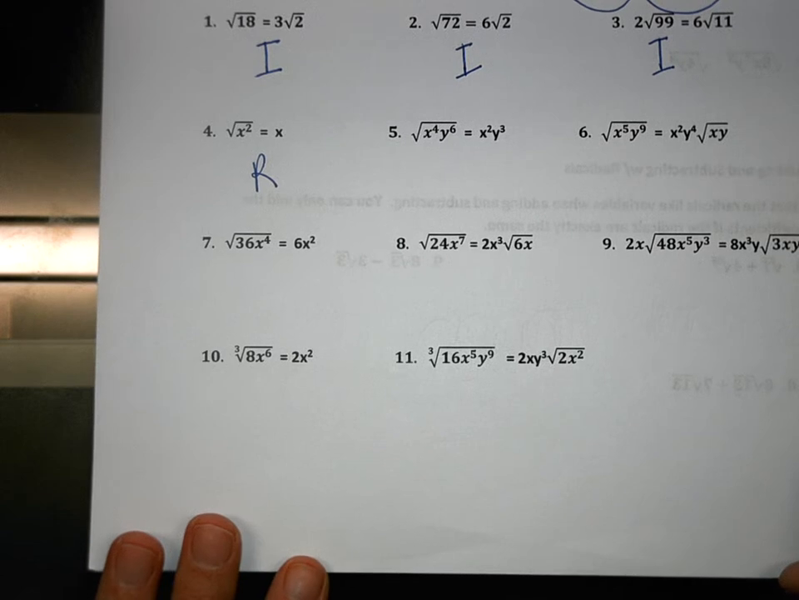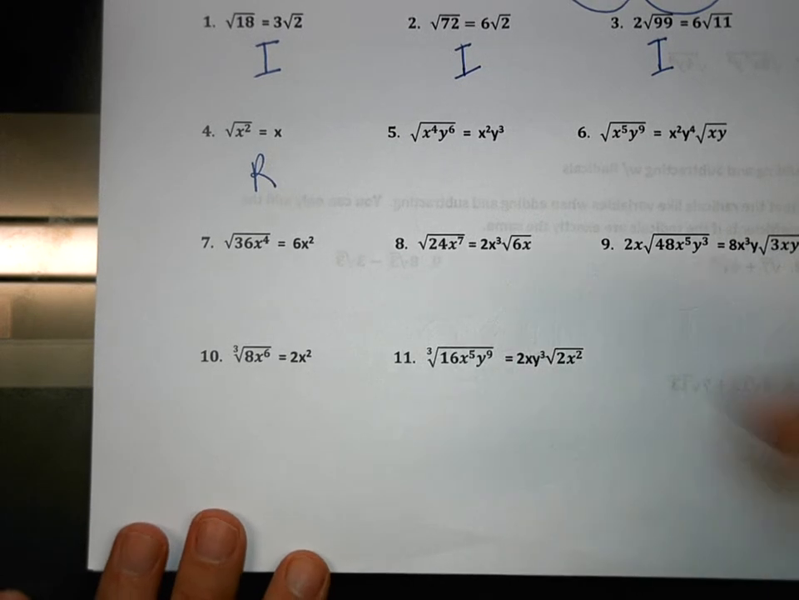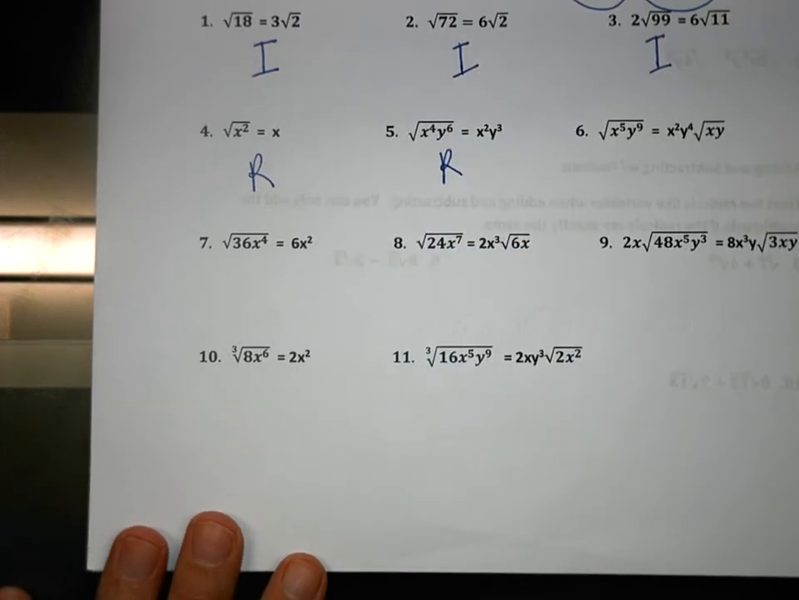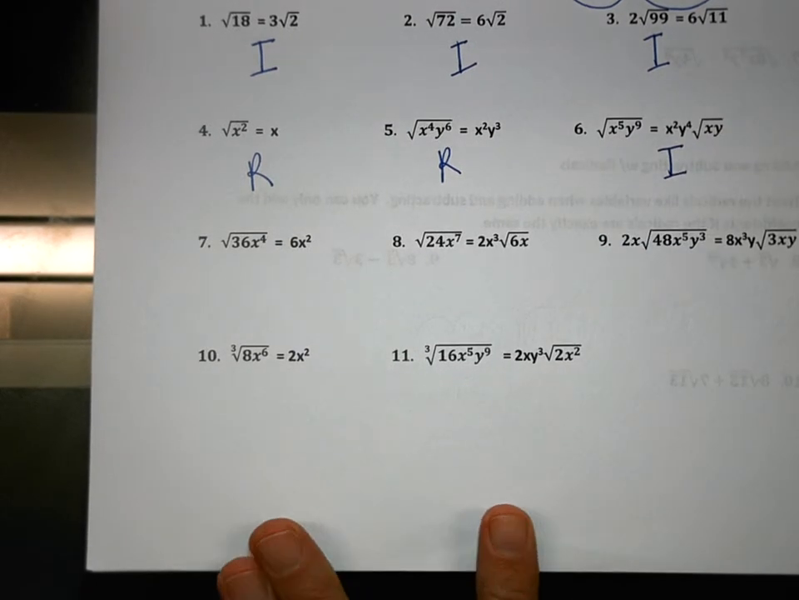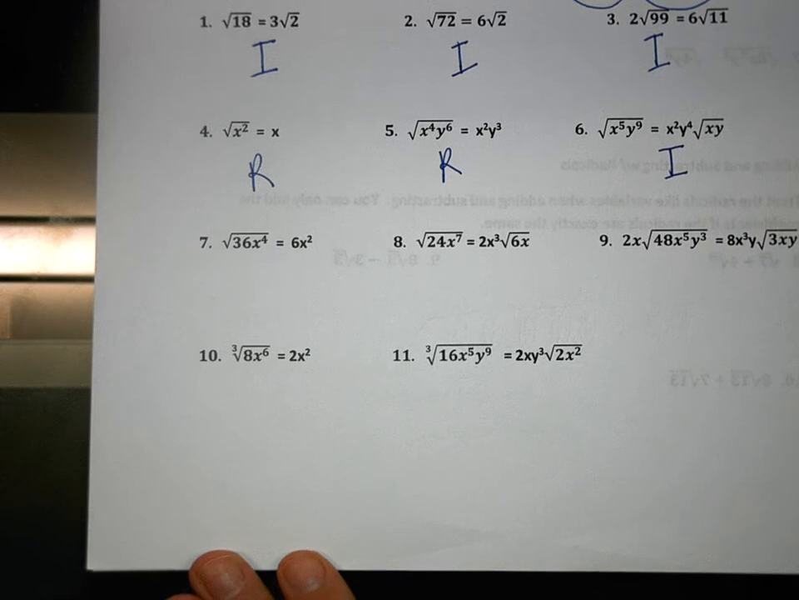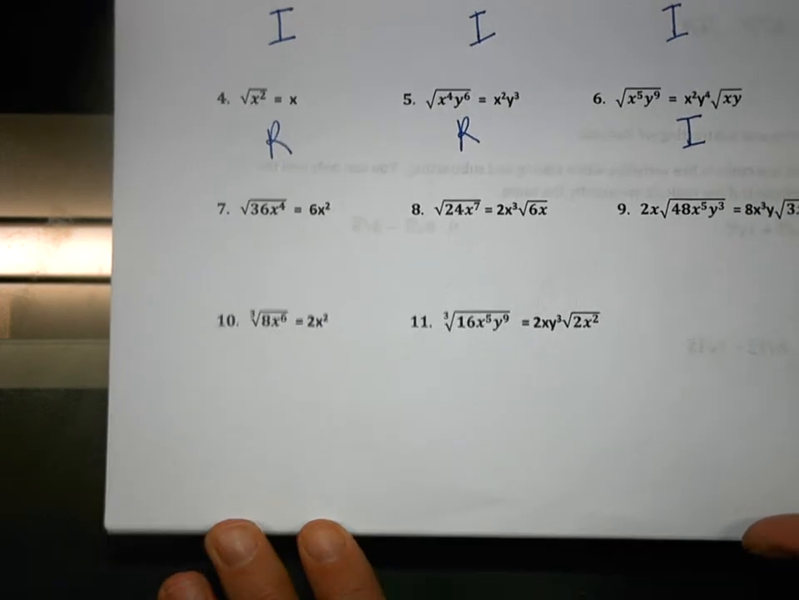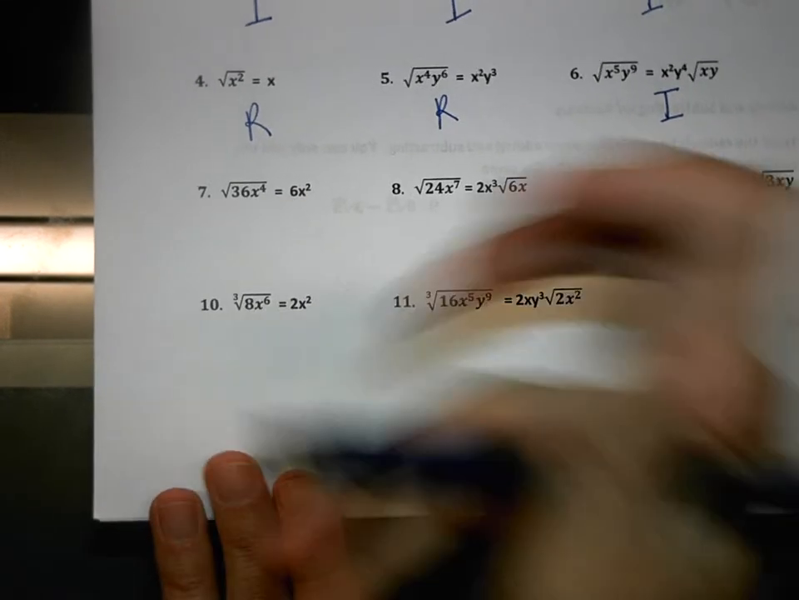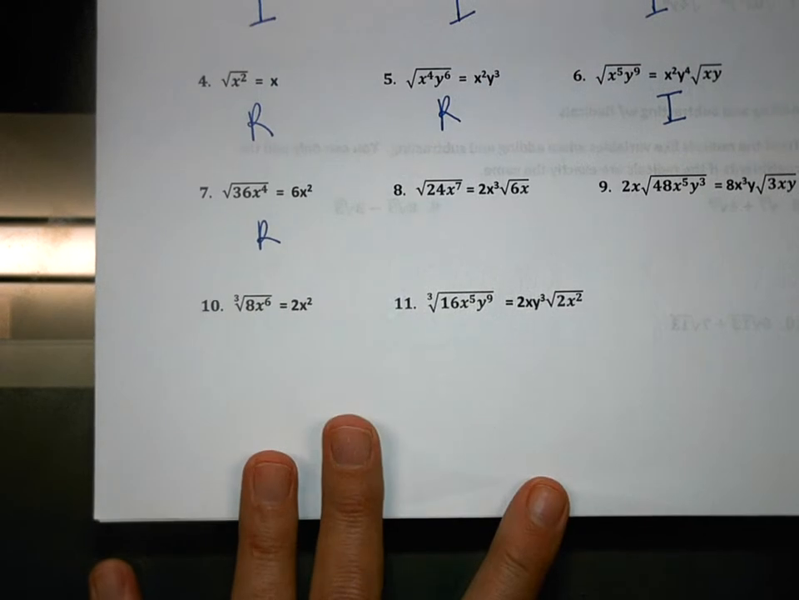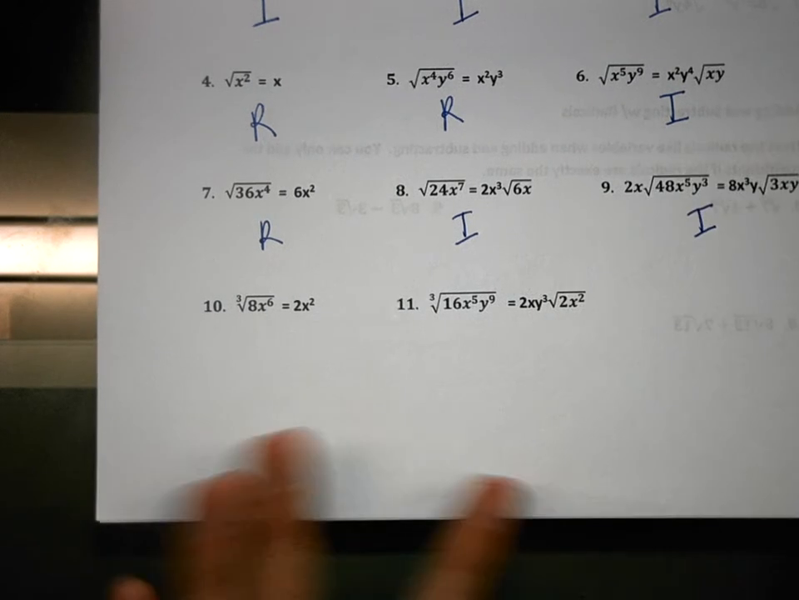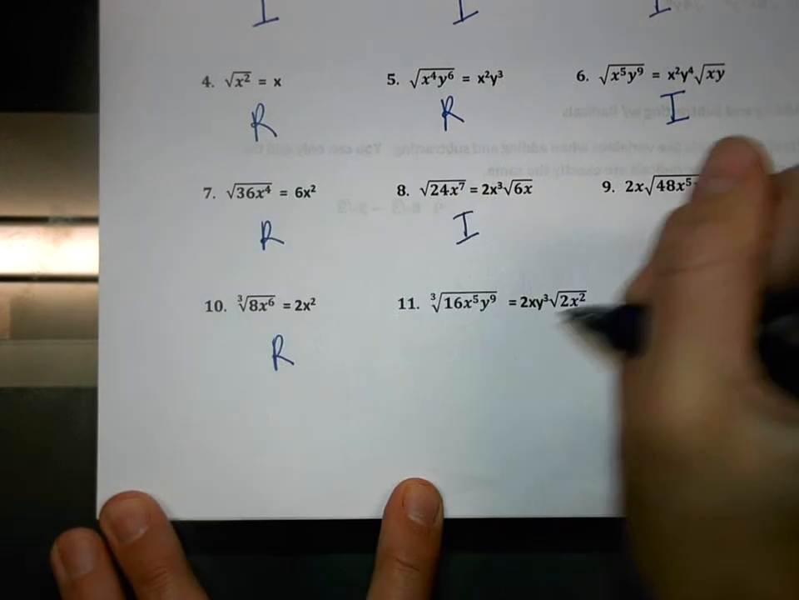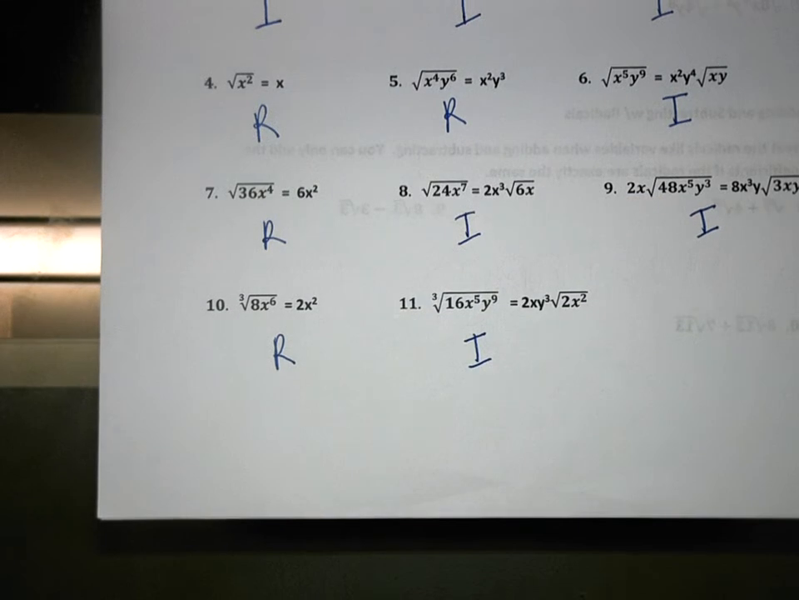Okay, what's 5 going to be? Rational, very good. 6. Very good. Why is 6 irrational? It still has a root. Very good. What about 7? Rational. Very good. 8. Irrational. 9 is rational. 10 and 11. Irrational. Very good. Okay, do we have any questions?